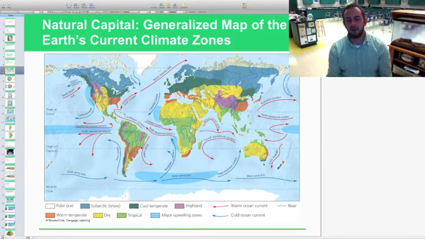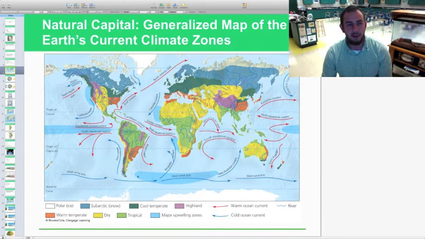You can see this is one of our images from your textbook today. It says natural capital, generalized map of the Earth's climate zones. Well, you can see all the different Earth climate zones. We have warm temperate; over here, that's where we're at. We have very dry, kind of like over here in the western part of the United States. We have subarctic up here and way up in Canada and in northern Asia.